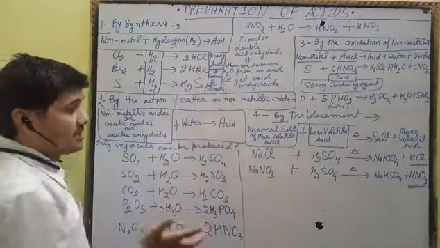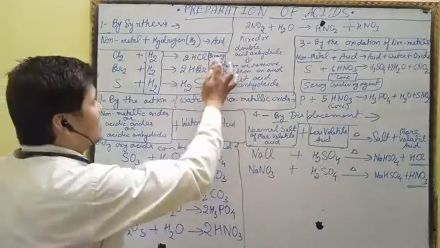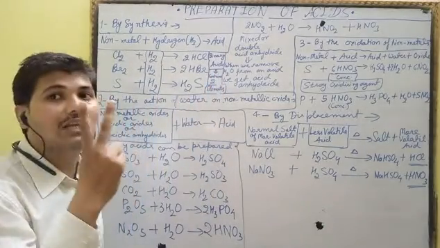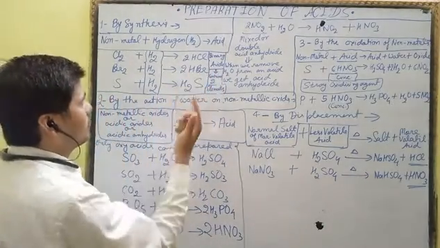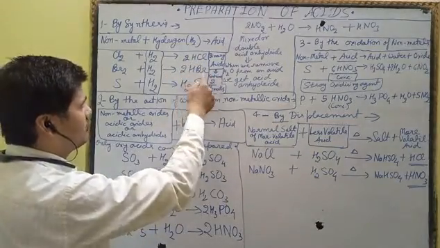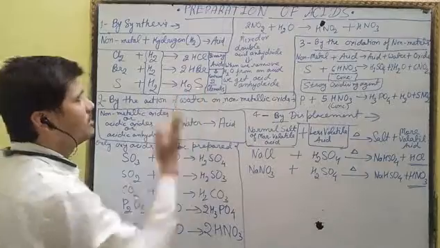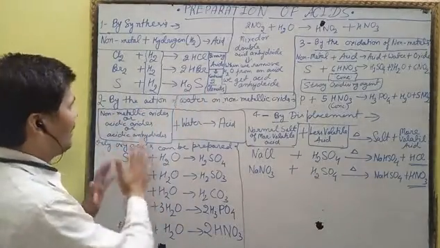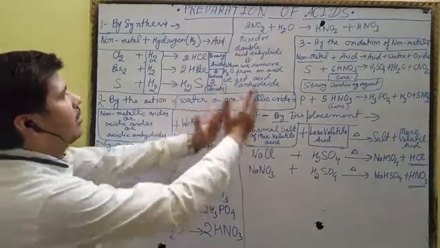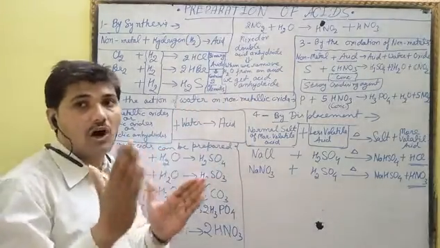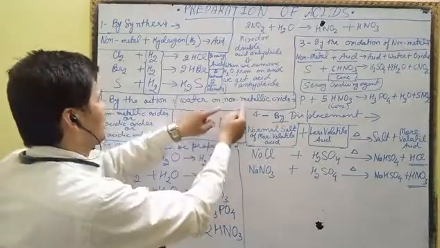What are binary acids? Binary acids are those acids which contain only two elements. You can see hydrogen and chlorine, two elements; hydrogen and bromine, two elements; hydrogen and sulfur, two elements. Okay, got it?